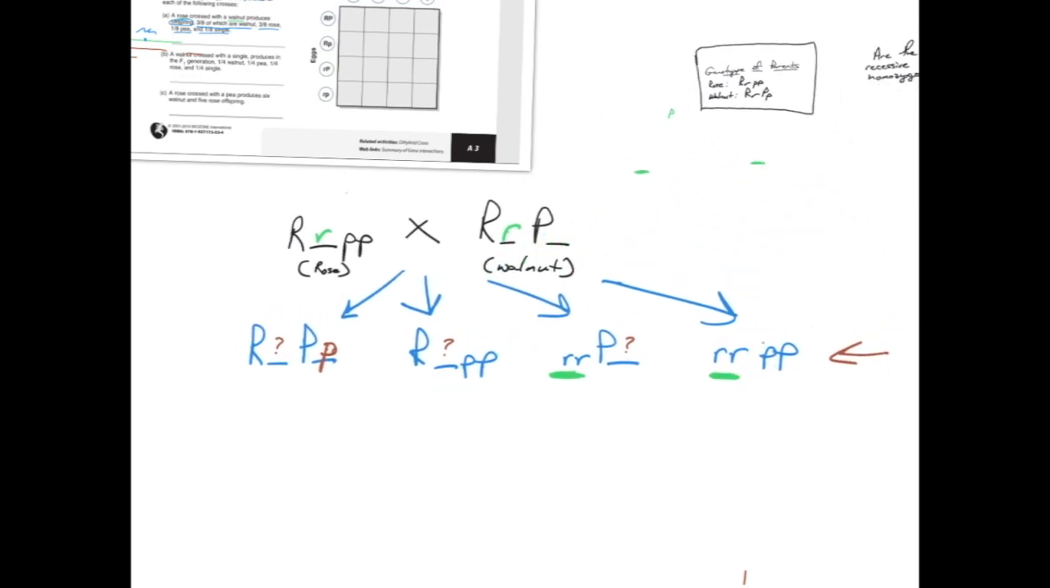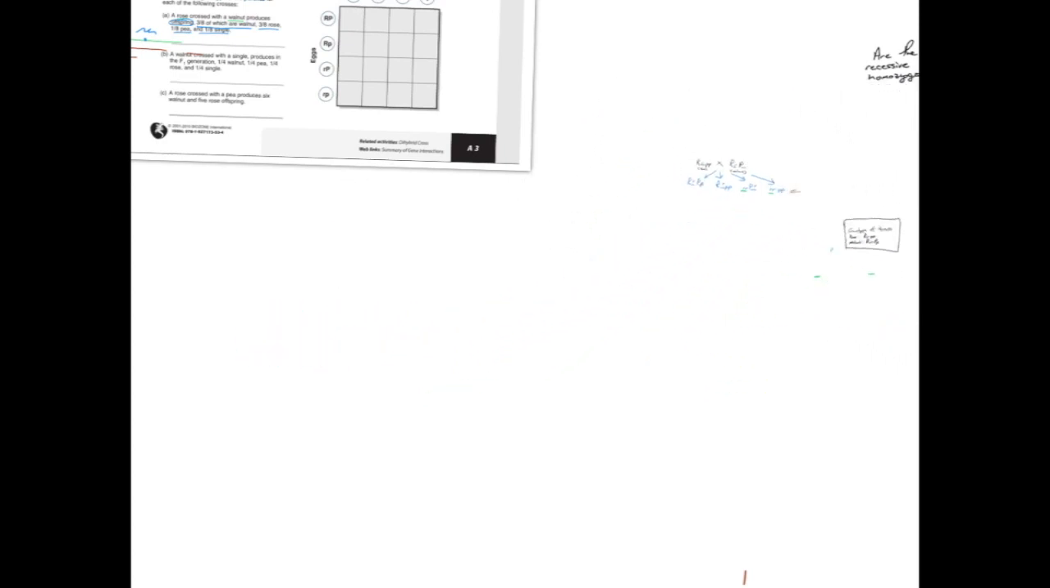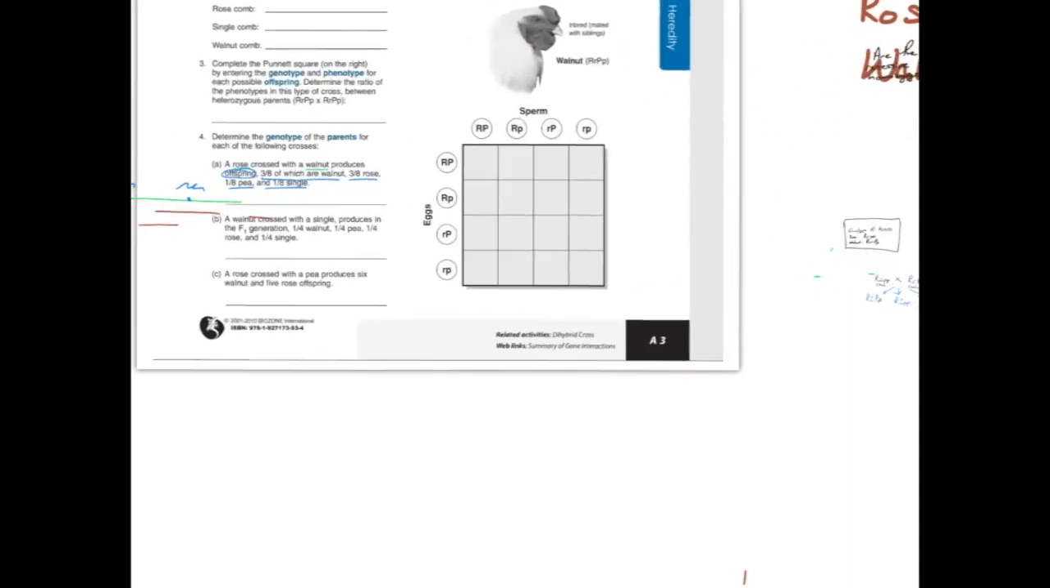So now let's put these away and look at the next set of questions and see if you can work this out. Does somebody want to come up to the board and do this? Come up here. So we have walnut crossed with a single. Give her the known genotype so she can write it down. You guys work it out together. I'll sit here and watch. I'll try not to comment. It's hard as a teacher not to help.